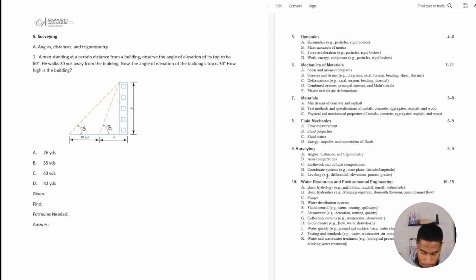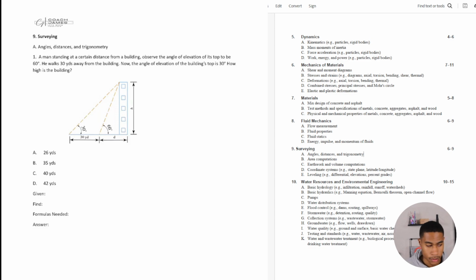Number 1 says a man standing at a certain distance from a building observes the angle of elevation of its top to be 60 degrees. He walks 30 yards away from the building, and now the angle of elevation of the building top is 30 degrees. How high is the building? They've drawn it out for us to show what they mean.